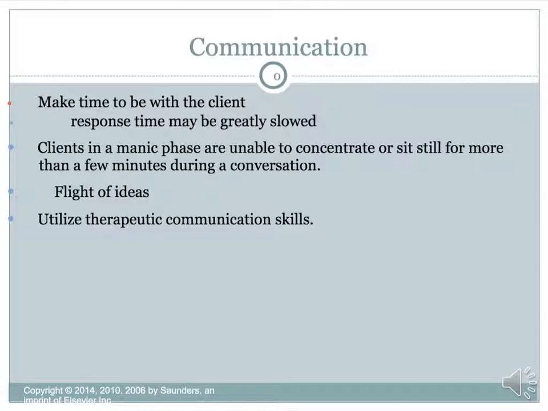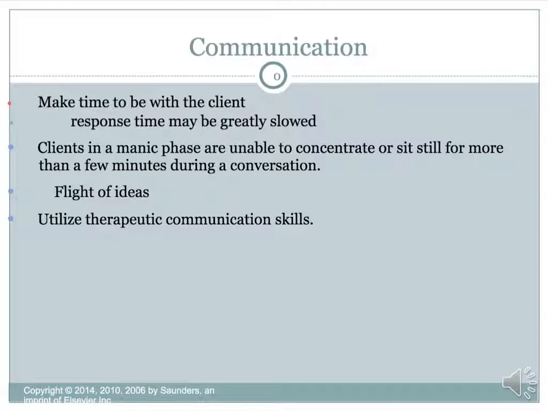The other thing we need to do is make observations rather than asking direct questions, because this may cause them to have some anxieties. They may have a slower response time, maybe because of medications, especially if they're depressed. It may take them a little bit longer to respond. Give directions in very simple, concrete sentences. We also need to give the client time to respond when holding a conversation. Also, as it says here, clients in a manic phase are unable to concentrate or sit still for more than a few minutes during a conversation. You may see a lot of flight of ideas with these patients.